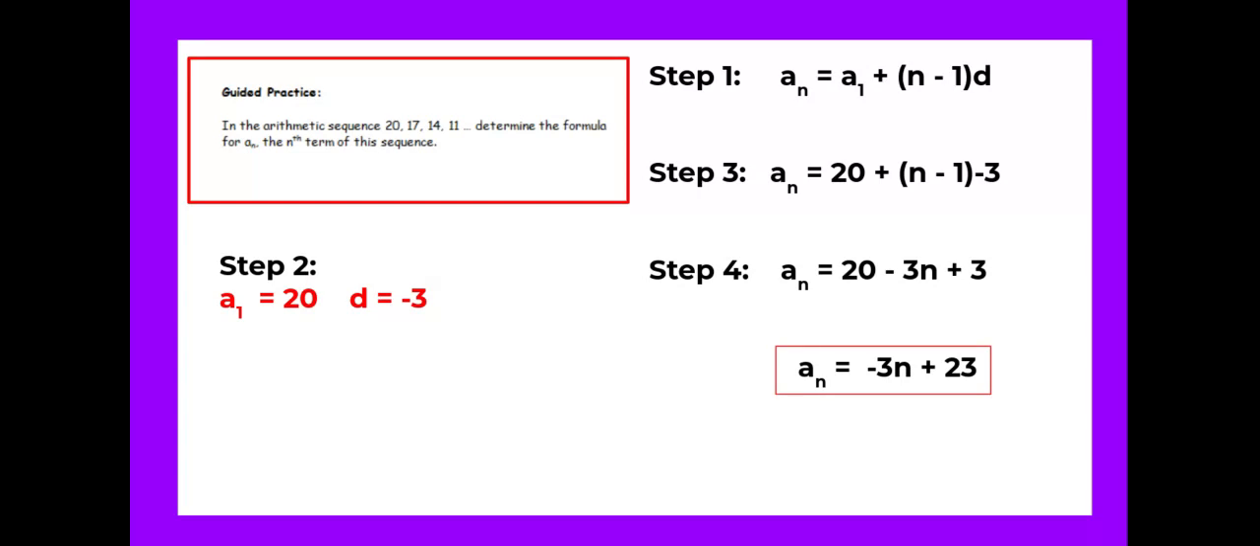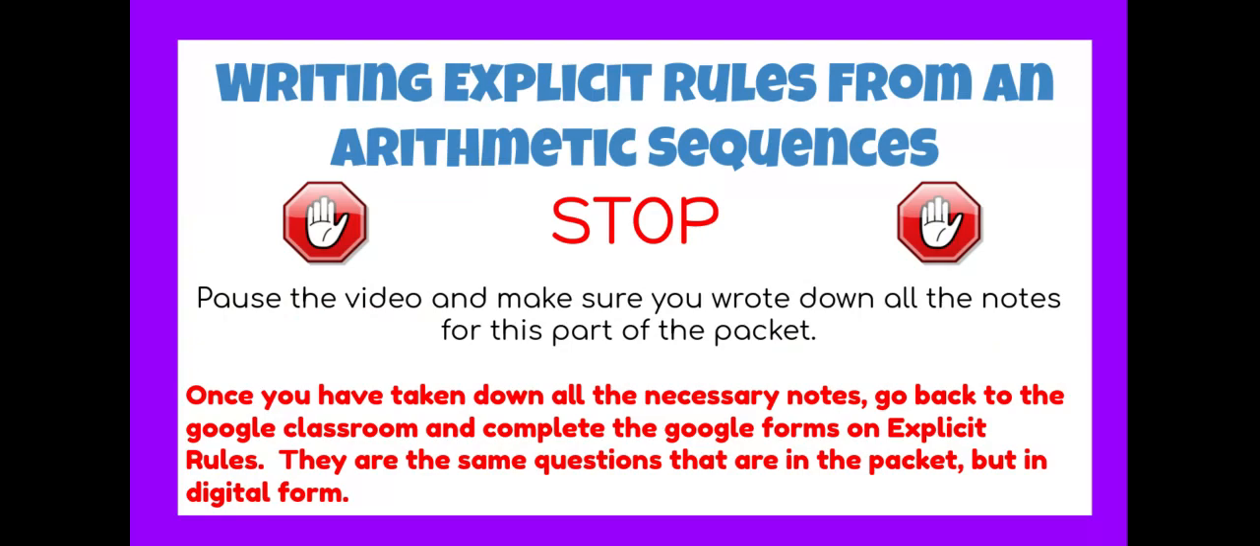All right, so hopefully this made sense. And if it didn't, just rewatch the video or email me. And you guys are going to practice some on your own on the Google Forms. So make sure to pause this video and make sure you get all the notes down that you need for this part of the packet. And then once you've taken down all the necessary notes, please go back to the Google Classroom, complete the Google form on explicit rules. They're the same questions that are in the packet, but in just a digital form.